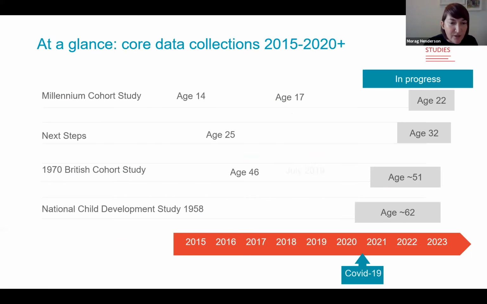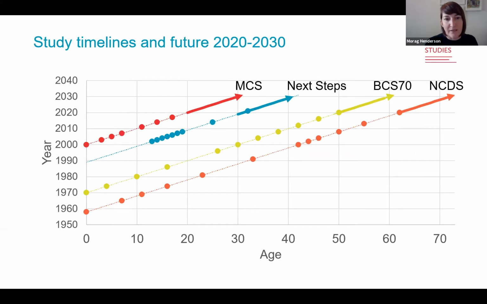The takeaway to re-emphasize is really this. This is our main bread and butter, currently available. You can download them today. MCS, Next Steps, BCS 70, NCDS. It allows for some cross-cohort comparisons based on similar ages, and it allows for looking at change in individuals over time.